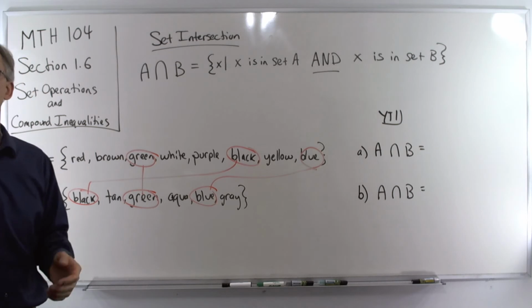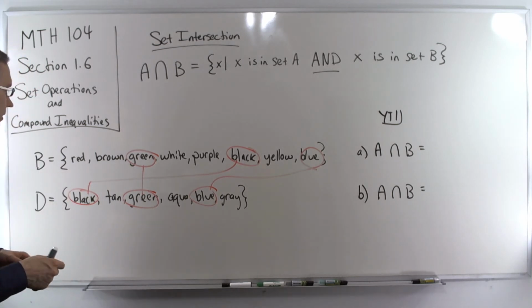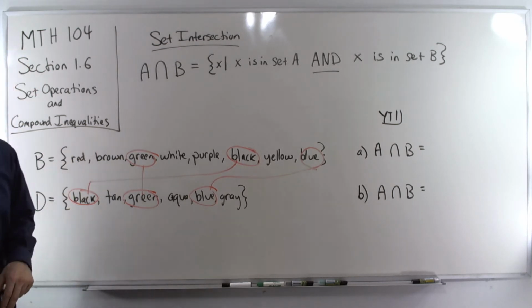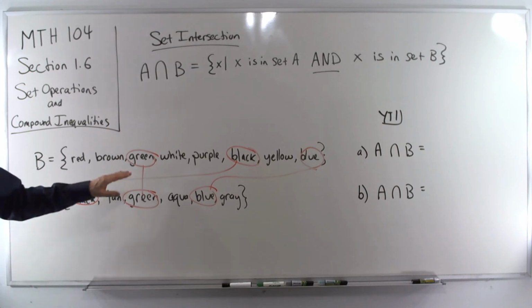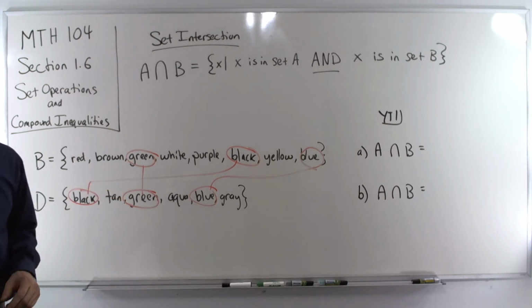With the intersection, we only want the elements that are in both sets. Anything that's in only one set is not included in the intersection.